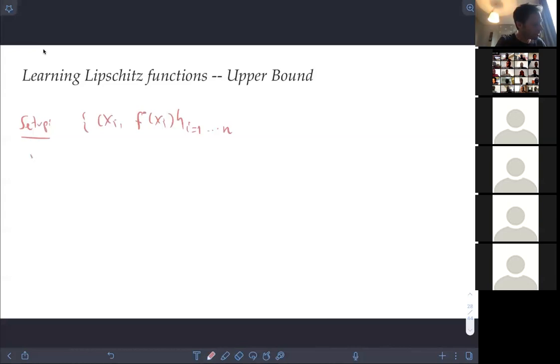Remember that our hypothesis space is going to be all the functions going from R^D to R. Let me assume that F is bounded, because the data is bounded, so why not? And then F is going to be Lipschitz.